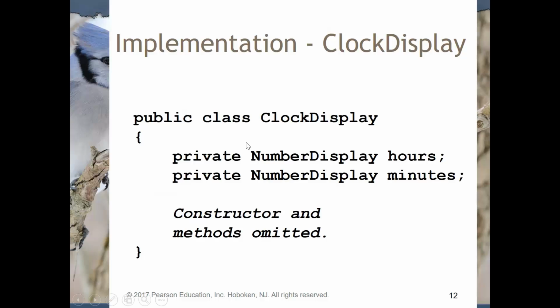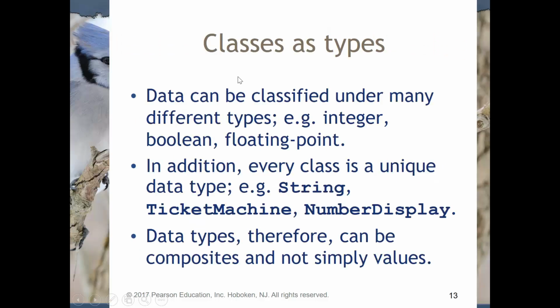Public class ClockDisplay, private NumberDisplay hours, private NumberDisplay minutes. So they're both classes. So their data type is a class. Constructors, etc. are omitted from here. So I've got one that represents hours and one that represents minutes. Classes of types. Data can be classified under many different types: integer, Boolean, floating point. Don't want to confuse you here.